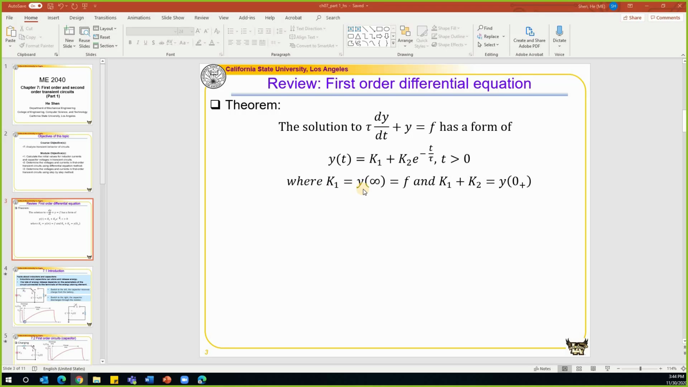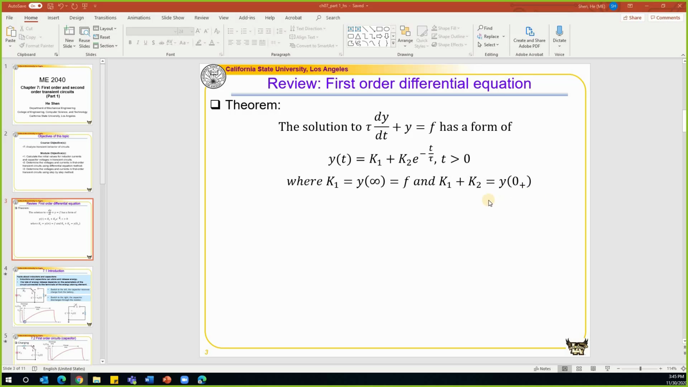Here, k1 is equal to y at time t equals infinity. This is also called the steady state value, which is also equal to f. We can find it from this expression: if t goes to infinity, e to the power of negative infinity becomes 0, this term becomes 0, and it leaves us k1. We can also find it from the differential equation. For t equal to infinity, meaning in steady state, dy over dt equals 0, meaning y at t equals infinity is equal to f. This is how we get k1 equal to f.